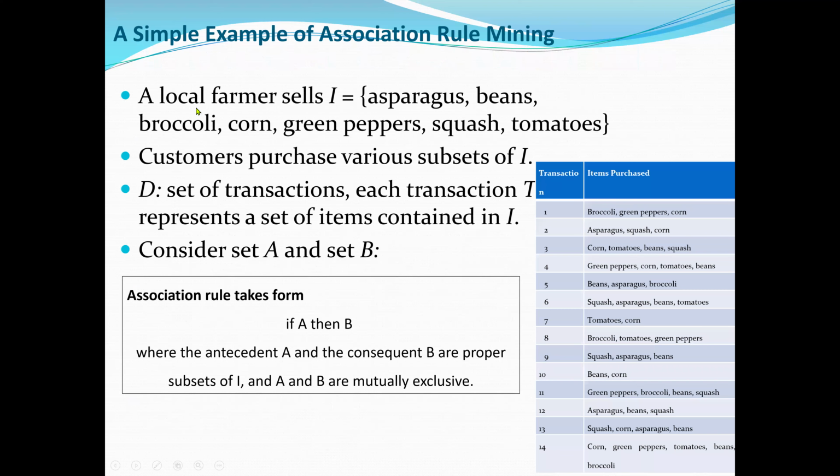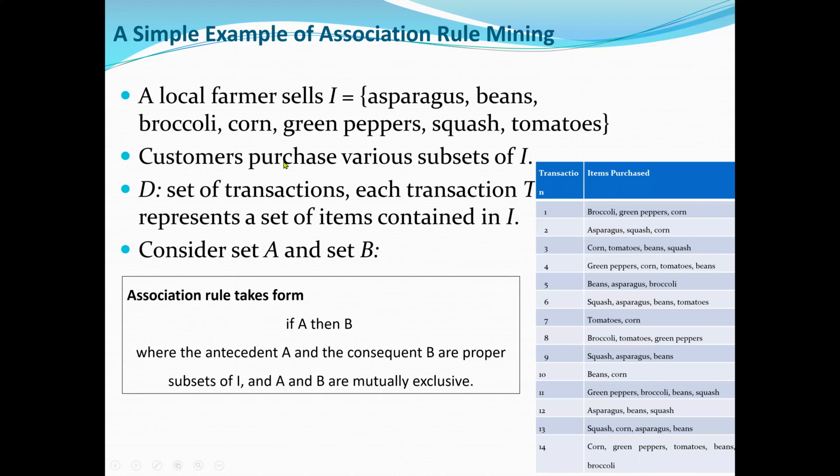So we have an example of association rule mining here. For example, we have a local farmer that sells I. We will say the I represents the items he's selling, the total items. So here he's selling beans, asparagus, broccoli, corn, green peppers, squash, tomatoes. So that will be around 7 items. 1, 2, 3, 4, 5, 6, 7, 8 items.